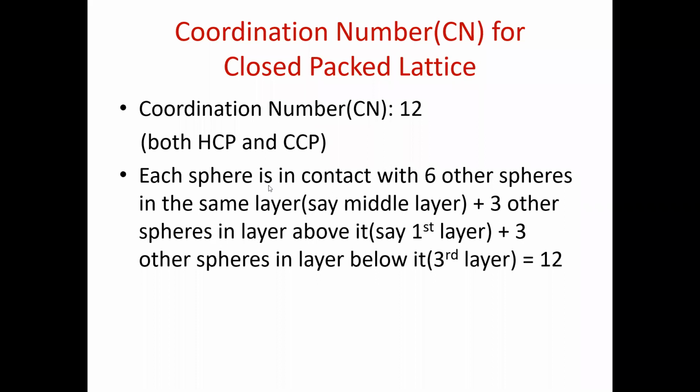Each sphere, think about the middle layer. You take any one of the middle layer spheres; it is surrounded by 6 in contact, forming a hexagon in that layer. And that middle one is also in contact with 3 other spheres in the top layer, which are in alternate tetrahedral holes, right? In the top layer 3, and the layer below the middle layer also 3, either similar groups forming AB, AB, AB, or the alternate holes ABC, ABC, ABC, but 3.